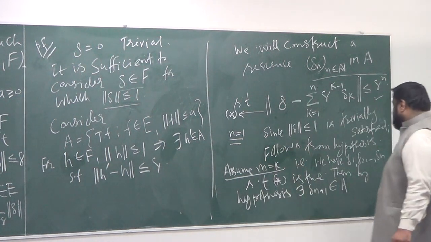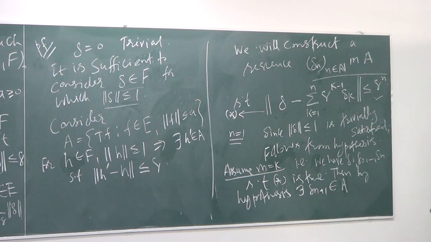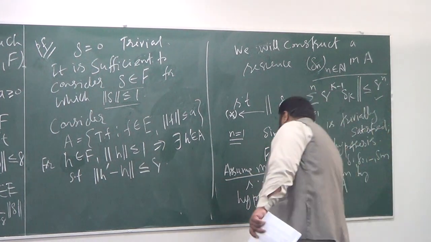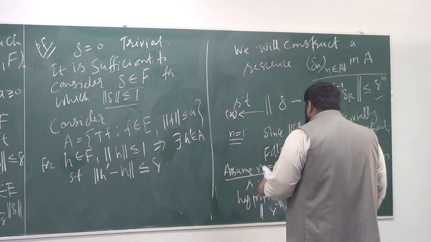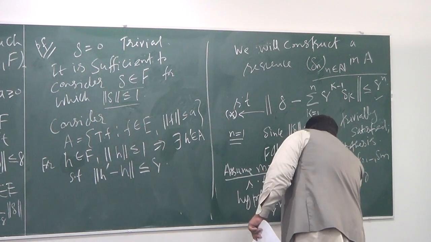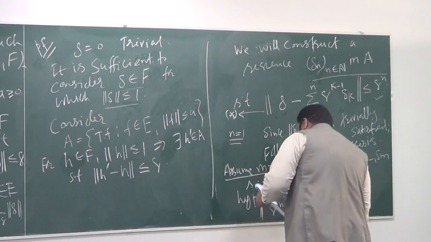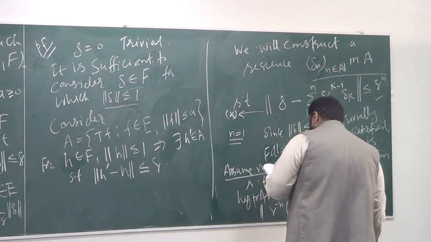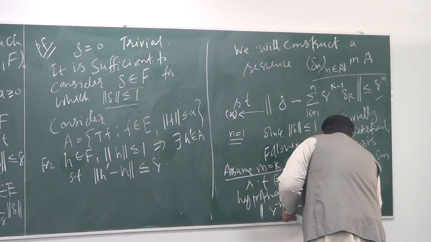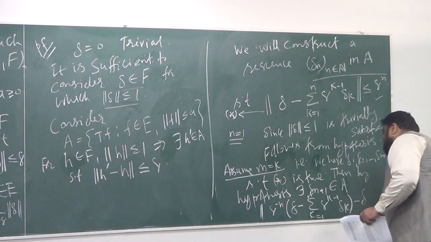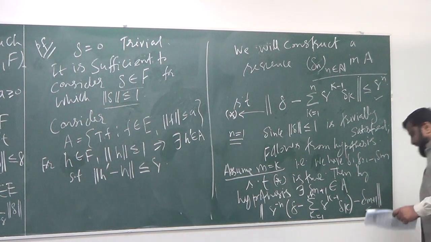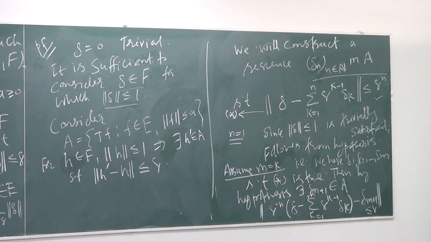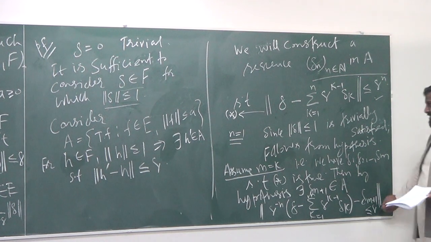Let's make it m. I'm going to get g_{m+1} in A such that this is true. What is true? q raised to minus n times g minus the sum from k equal to 1 to n of q raised to k minus 1 g_k minus q^m g_{m+1}, and its norm can be estimated by q. What the heck is going on? What is going on?